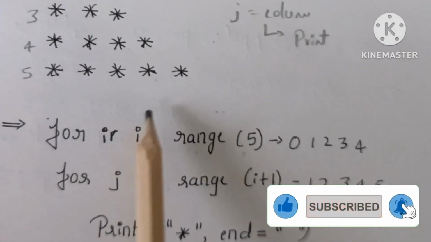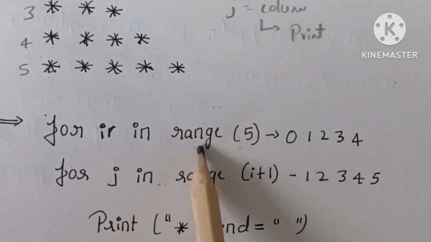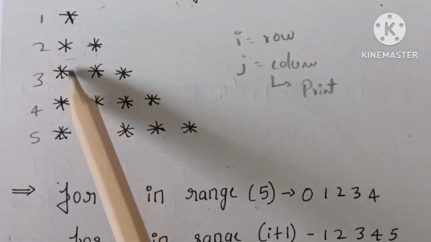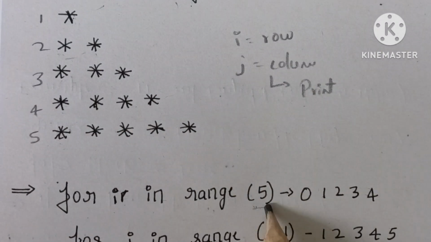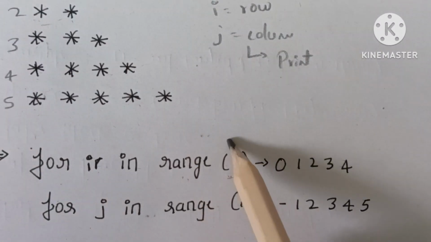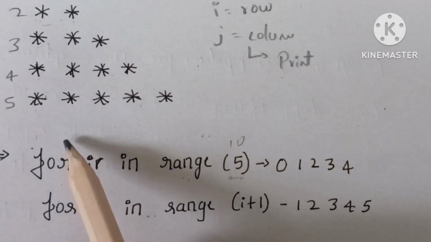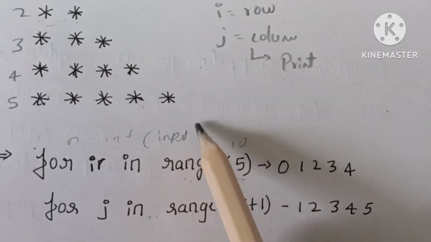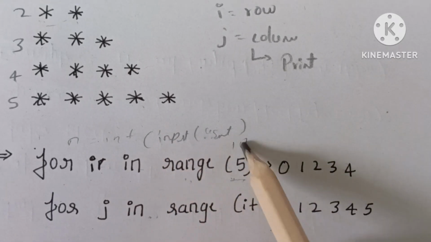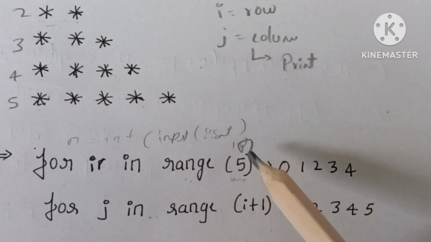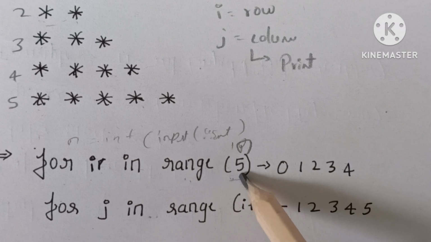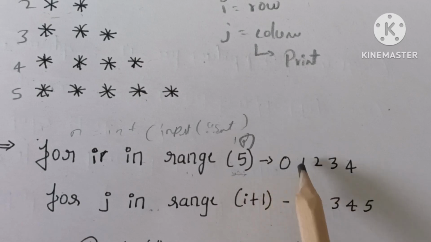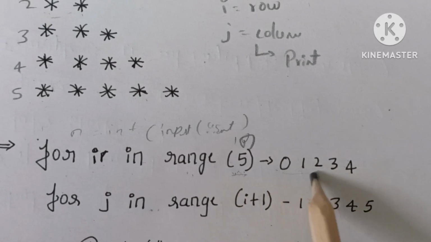So now I'm going to write a program: for i in range 5. Here 5 means the number of rows, because I wrote 5 stars before, that's why I took 5. Suppose you want 10, you can write 10 here, or you can initialize n equal to int of input and enter the value. You can write n also as you wish. If you assign n or otherwise 5, it's okay. Then 5 means 0 1 2 3 4, that is the total number of rows.